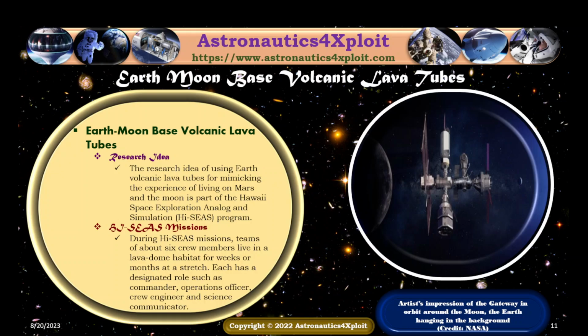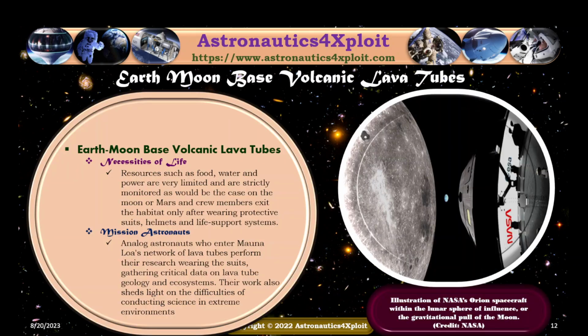During missions, teams of about six crew members live in a lava dome habitat for weeks or months at a stretch. Each has a designated role such as commander, operations officer, crew engineer, and science communicator. An artist's impression of the Gateway in orbit around the Moon is shown in this picture.